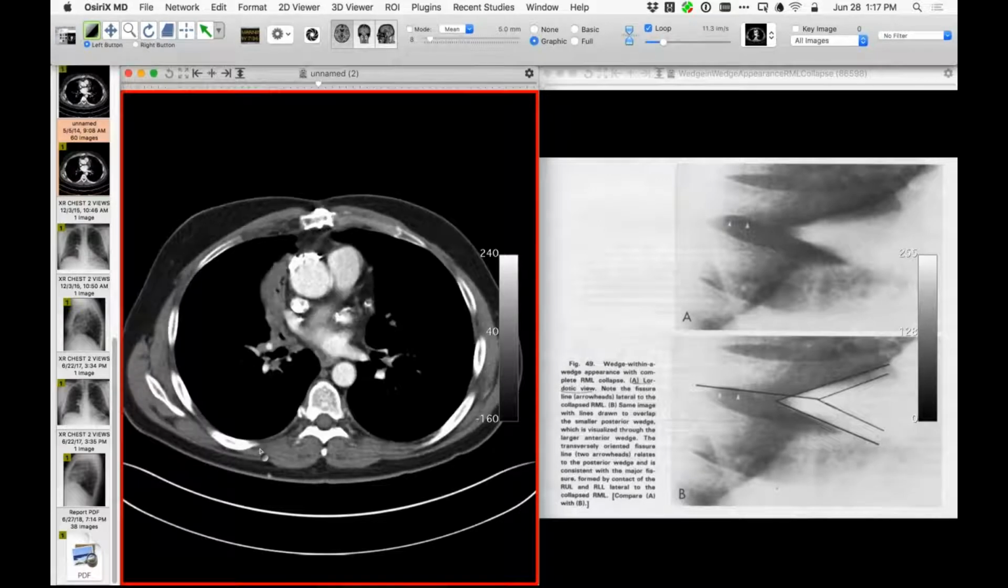So some nice anatomy. Very nice. I was not familiar with that sign, the wedge within a wedge. I guess we don't do too many lordotic projections anymore. Exactly. This is the classic article. Those guys were really fantastic anatomists in the pre-CT era. This goes back to the 1980s and before. They made great observations.